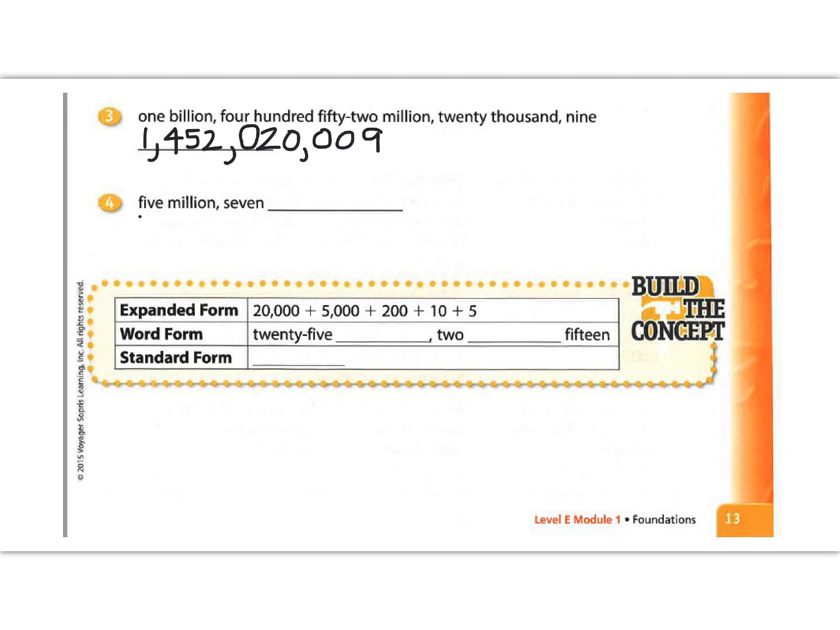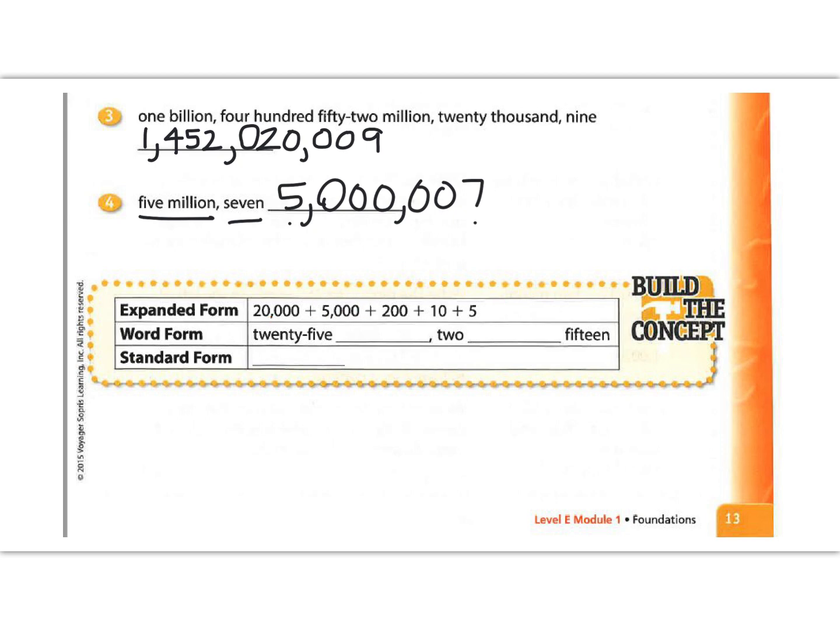So the next one is 5,000,007. So we have 5 million, there's no thousands, and then 7. There's no hundreds, no tens, 7. So 5,000,007.